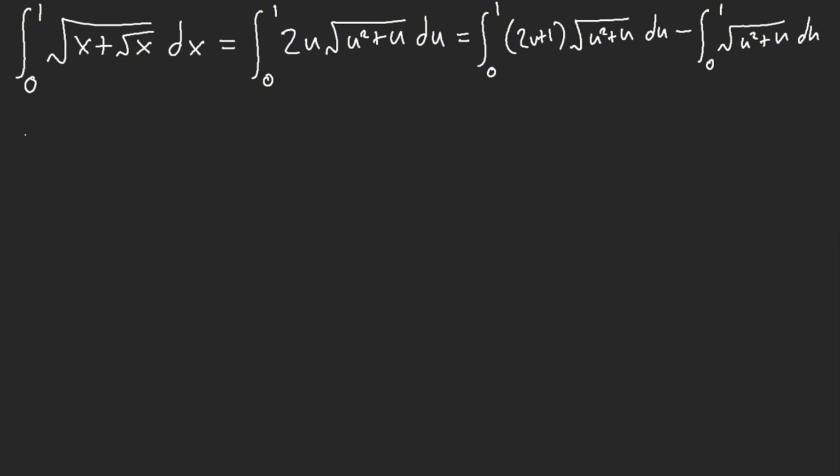Okay, so now my complete answer is 2/3 of u squared plus u to the 3/2. Zero is just 0, so this is just plugging in 1. I get the square root of 8, 2 square root of 8, 4 root 2 over 3. So this is 4 root 2 over 3. Okay.